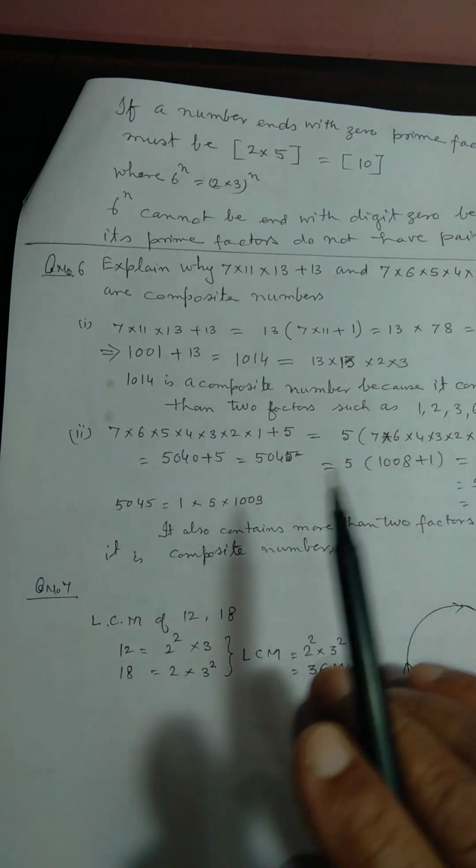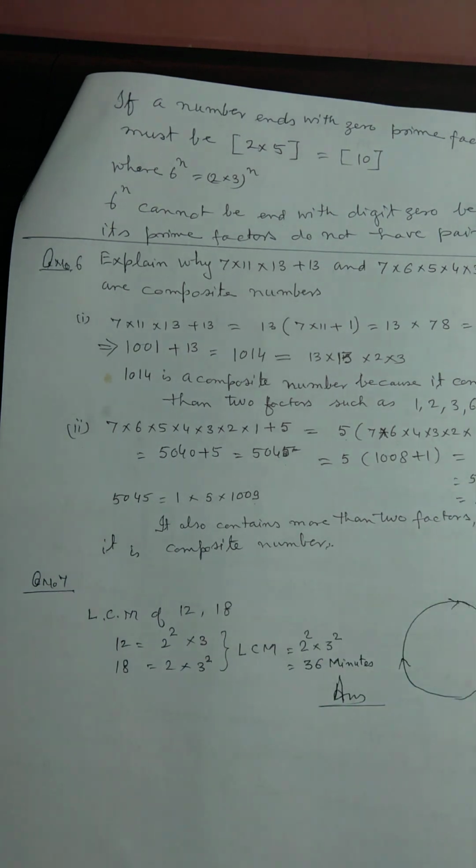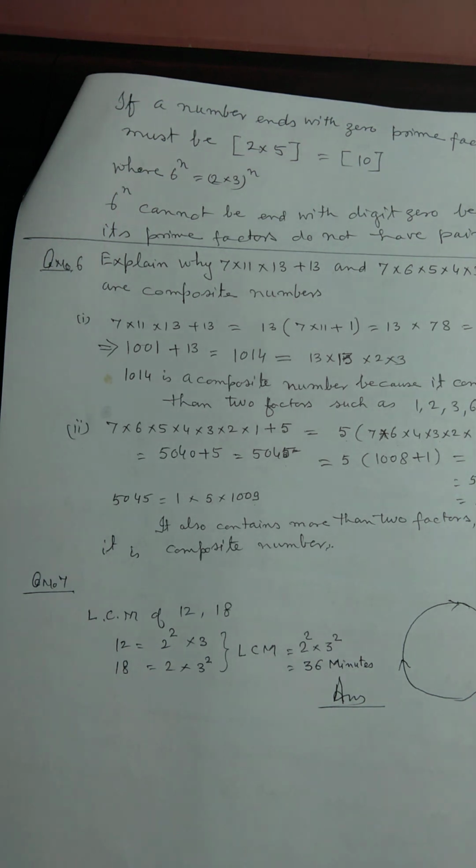Now proceed to question number 7 of exercise 1.2. There is a circular path around a sports field. Sonia takes 18 minutes to drive one round of the field, while Ravi takes 12 minutes for the same. Suppose they both start at the same point and at the same time and go in the same direction. After how many minutes will they meet again at the starting point?